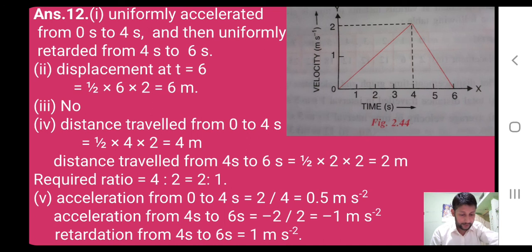Fifth part is, find the acceleration from 0 to 4 second and retardation from 4 second to 6 second. So acceleration from 0 to 4 second: velocity is 2 meter per second and time taken is 4 second. So acceleration will be 2 by 4, which is equal to 0.5 meter per second square. And acceleration from 4 second to 6 second: change in velocity is minus 2 and time taken is 2 second. So minus 2 by 2 equal to minus 1 meter per second square. So retardation from 4 second to 6 second will be equal to 1 meter per second square.